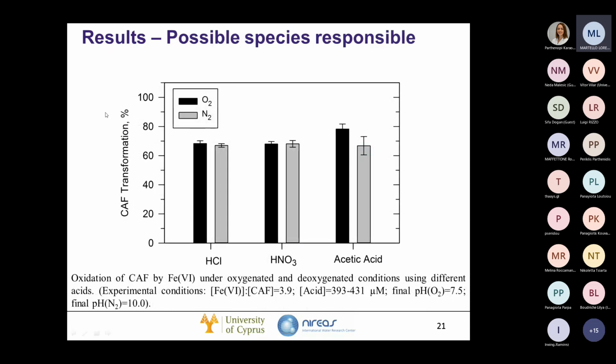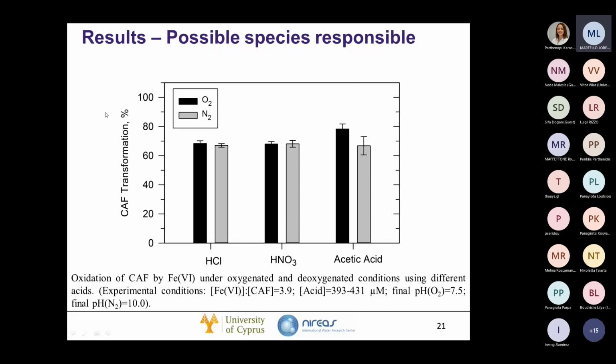So the next question we had to answer was, what is the reason for this finding? Why is iron 6 activated in the presence of acid, and what would be the species responsible for this observation? To investigate this, we performed some experiments in the presence of nitrogen. Basically, when we do an experiment in the laboratory, we have approximately 9 milligrams per liter of oxygen dissolved in the solution, and what we did is purge nitrogen to remove this oxygen, and then we performed the experiment in the presence of nitrogen.